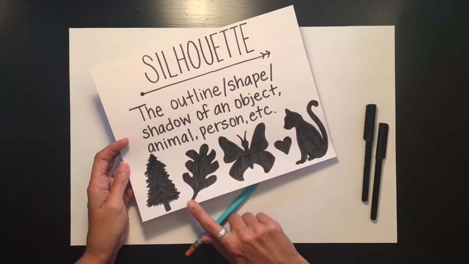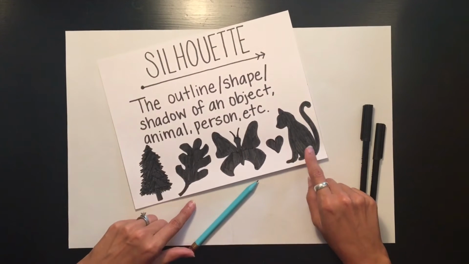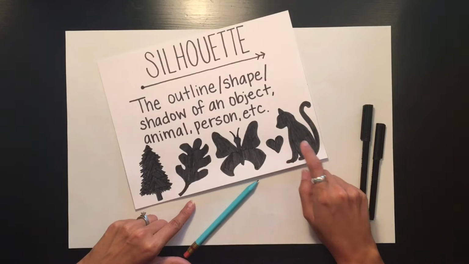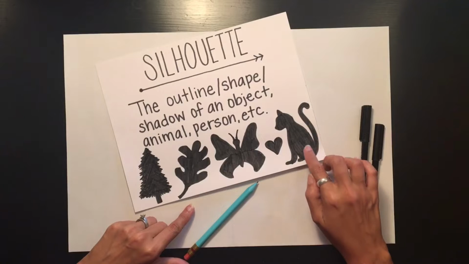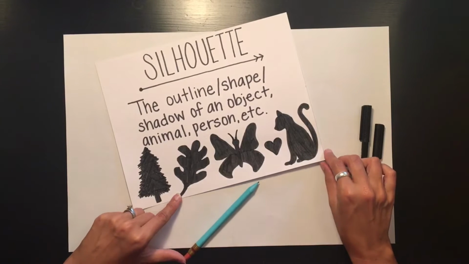I've got some examples drawn down here at the bottom. And you can see on the cat, we don't show the eyes or the fur. It's simply just the outline of the shape of a cat, and it's filled in here with black. And so that's basically what a silhouette is.